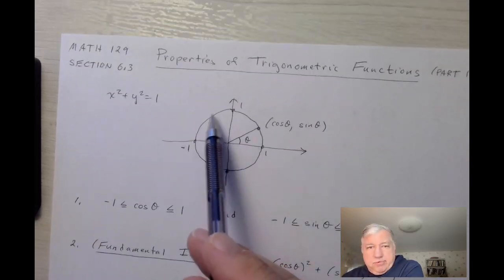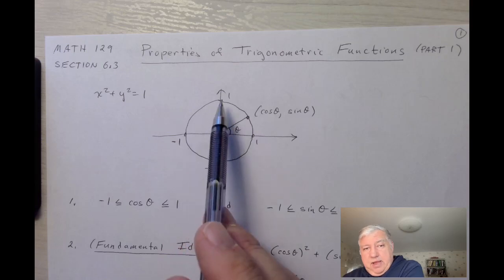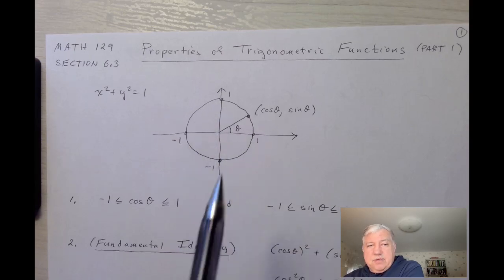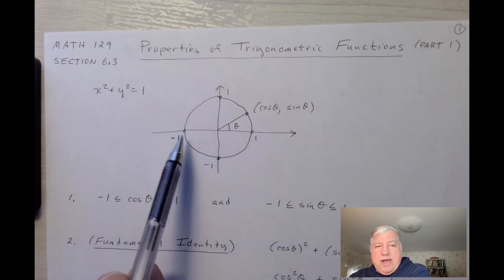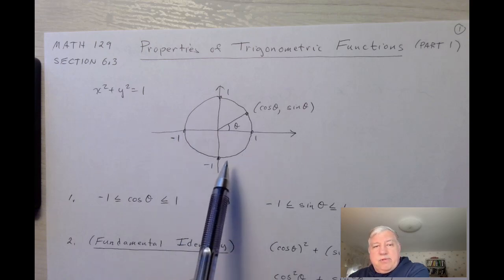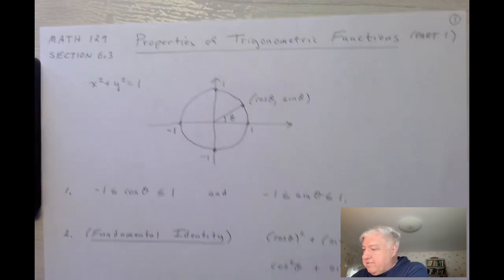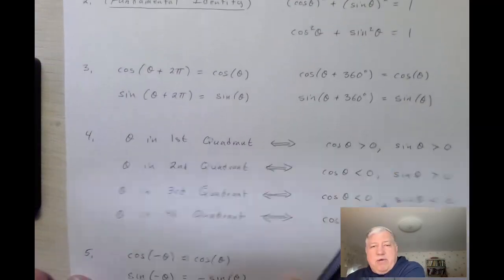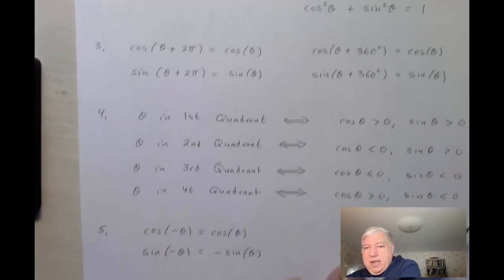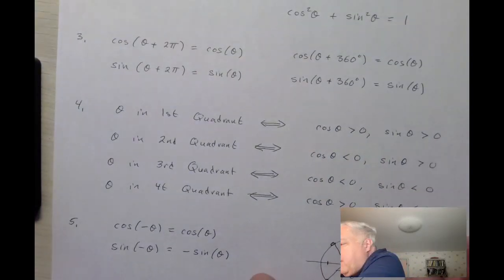In the second quadrant, we see the x coordinates are negative and the y coordinates are positive. And in the third quadrant, we see the x coordinates and y coordinates are both negative. And in the fourth quadrant, we see the y coordinate is negative and the x coordinate is positive. So that's how this comes about, and hopefully you can see it's not that big a deal.